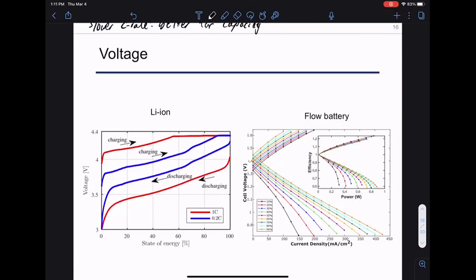So the red is the voltage for 1C, and the blue is the voltage for 0.2C. Okay, so 1/5C. And this is controlled by the power electronics you have on board. Okay, so this comes back to power electronics.